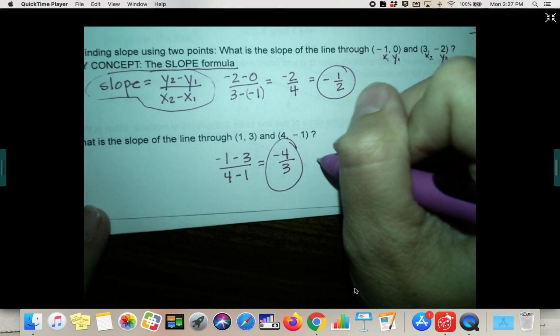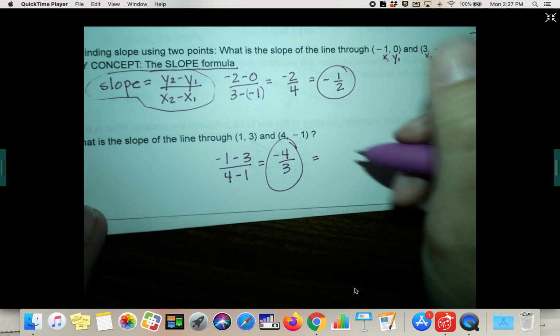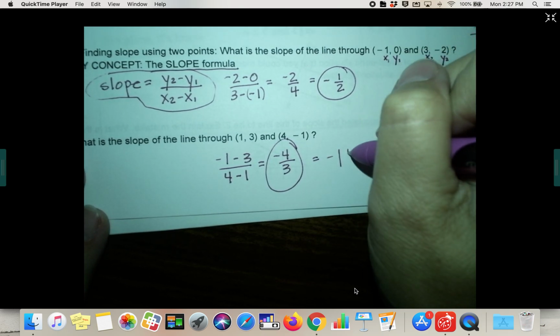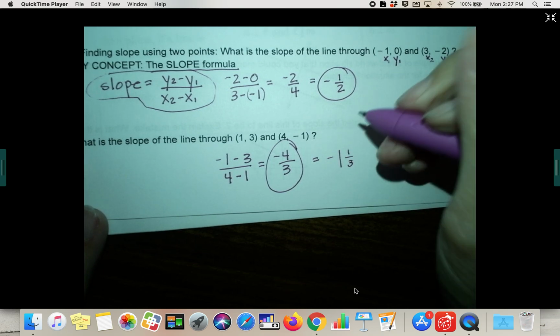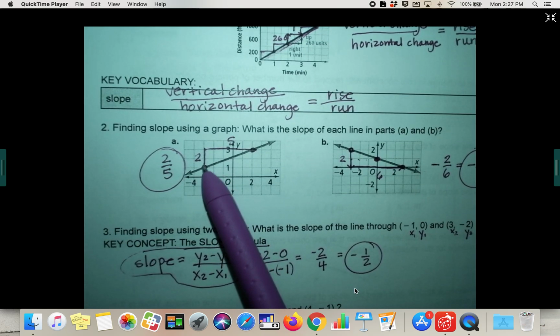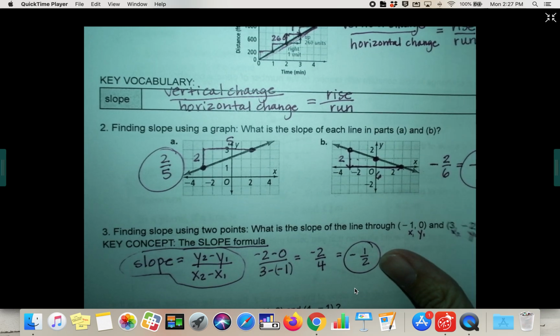A lot of kids might have wanted to make it, since this is improper, into a mixed number like negative 1 1/3. I don't want you to do that. The reason is because if I said, what is the slope of this line, and you said 1 1/3, I don't know how many that's going up and over. I only want 2 numbers.